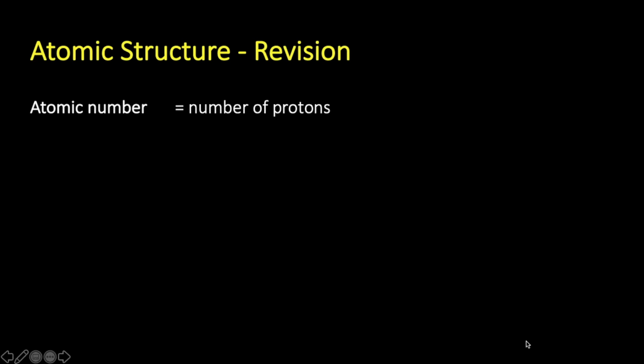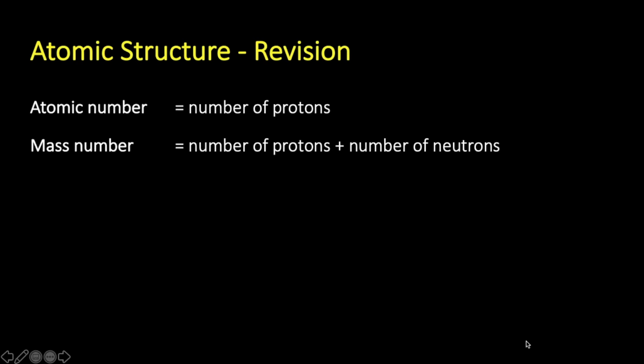Now, each element has an atomic number, and this atomic number represents the number of protons inside the nucleus. As well as having an atomic number, they also have a mass number, and the mass number is the number of protons plus the number of neutrons.